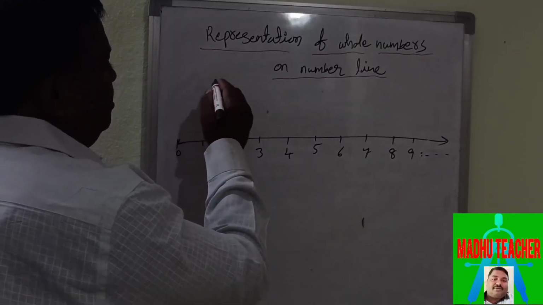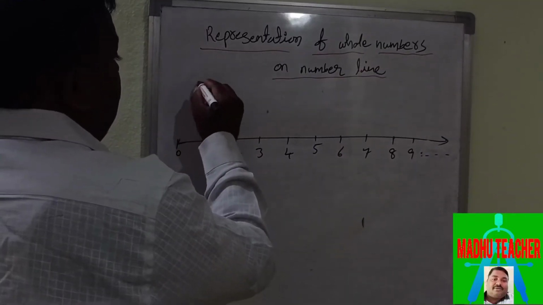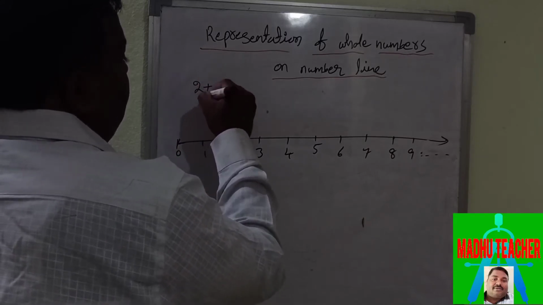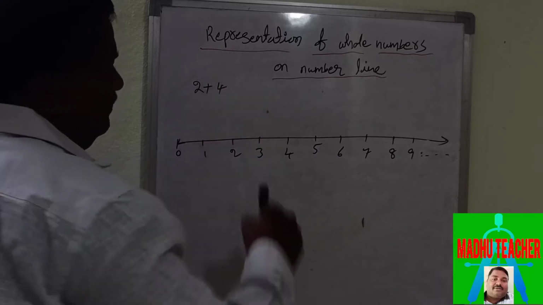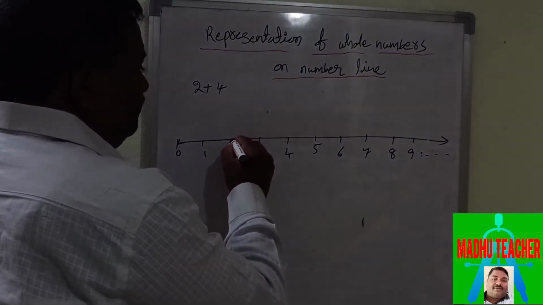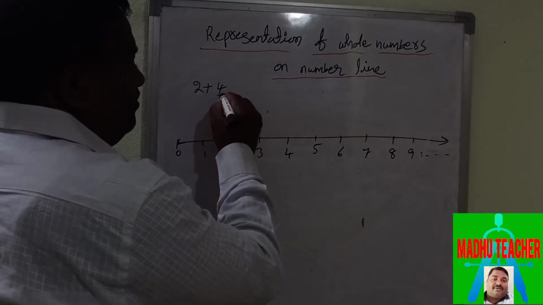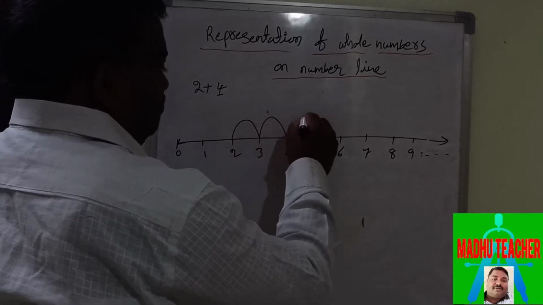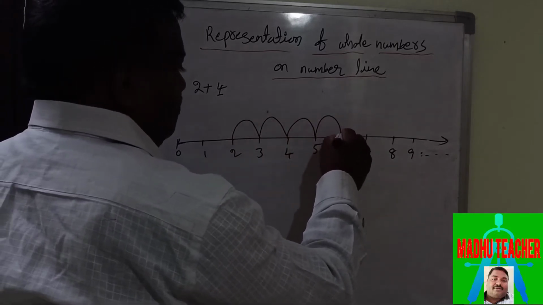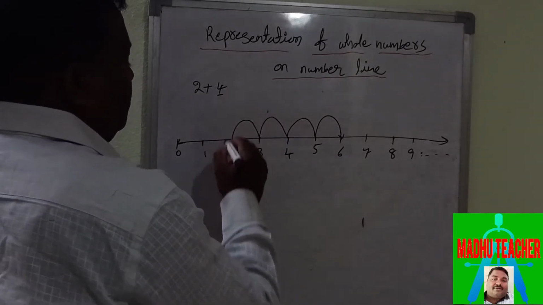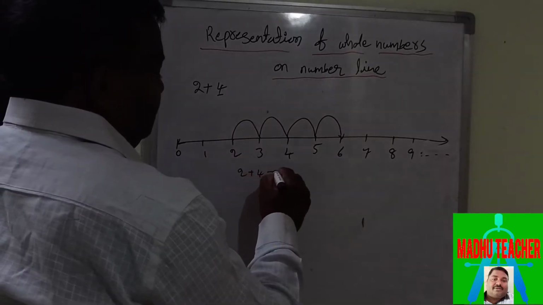Let us see another addition. Suppose 2 plus 4. So we start from 2. We have to jump 4 times. 1, 2, 3, 4. We reached 6. So that means 2 plus 4 equal to 6.